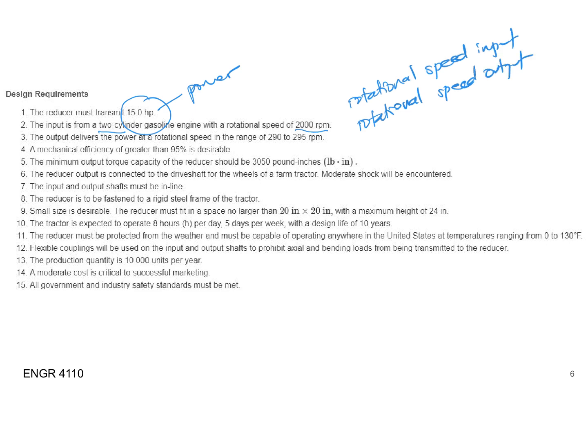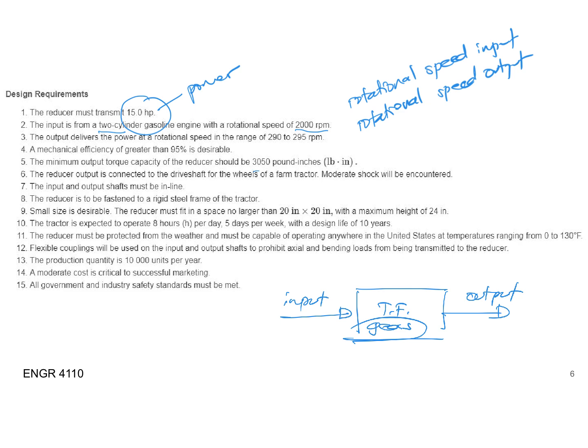Now, this relationship between input and output, you could create kind of a transfer function for gears, where you have your input speed and your output speed. So now you have a gear system. Those are really very specific, detailed values that will help you out in your design. Number 4, mechanical efficiency is greater than 95%. Minimum output torque capacity of the reducer should be 3,050 pound-inch. Again, those are very detailed values.